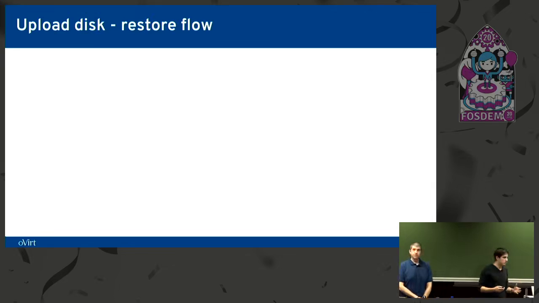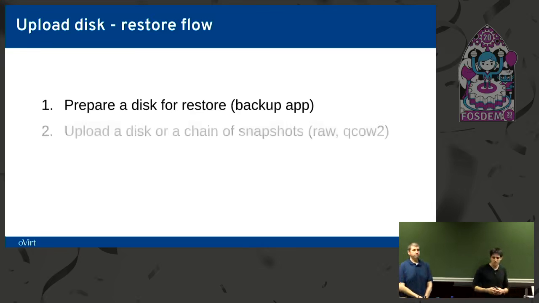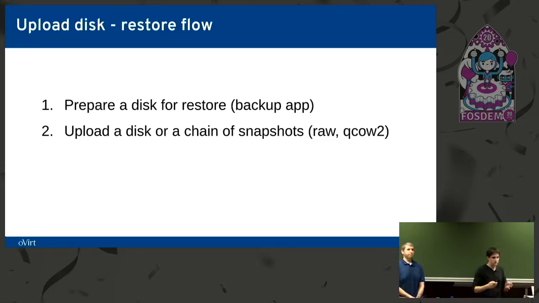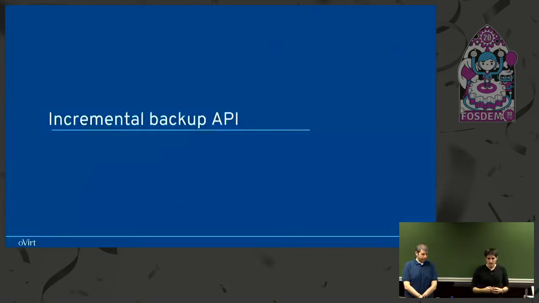So in order to restore the backup that you've taken, you can prepare the disk for restore. This will be in the backup application. For example, if you have a chain of snapshots, you will rebase all those snapshots one on top of another, or do any kind of preparation you need. Once you're done, you can upload the disk or the chain of snapshots using RAW or QCOW2 format and create a VM from the uploaded disk. So those were the supported backup APIs. Now Daniel will present to you the new incremental backup API.